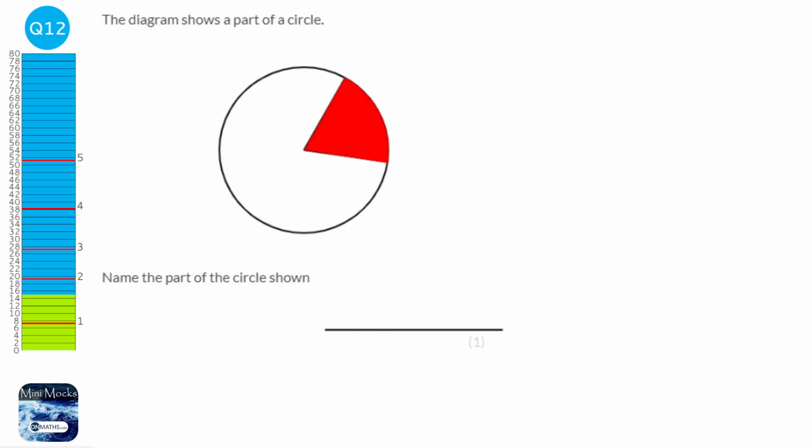If you've got a line just going to the centre, if I can draw it properly, then that's called a radius. If you've got a line that touches the circle just on one point, like that, that's a tangent. But in this case, we have a sector.